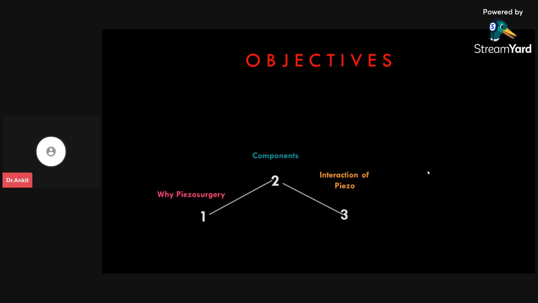Next, the interaction of piezotome: how it interacts with the surrounding bone and soft tissue. Is it harmful to the tissues? Is it really interactive, or does it release bone morphogenetic protein or other inducer proteins that will either harm the structure or, rather, benefit the structure, which we'll see. And lastly, understanding the fundamentals of the piezotome. These are the objectives of the present lecture.